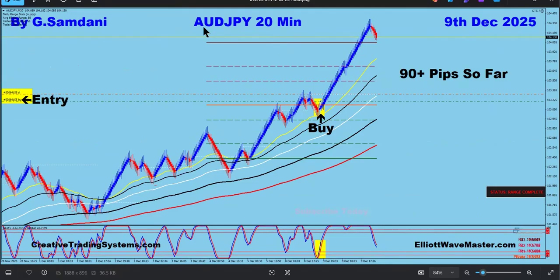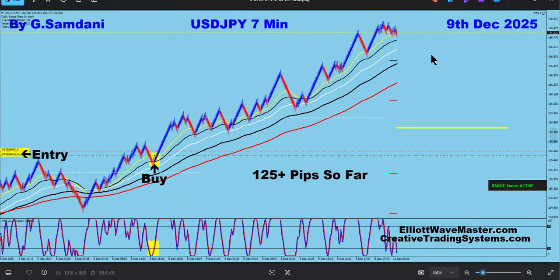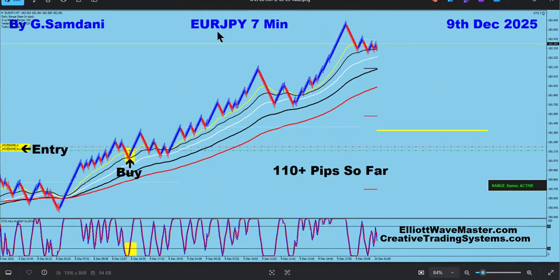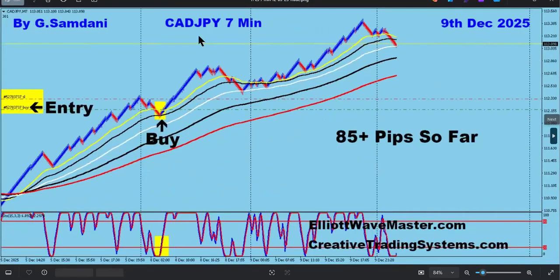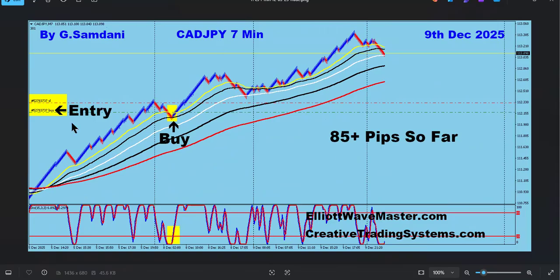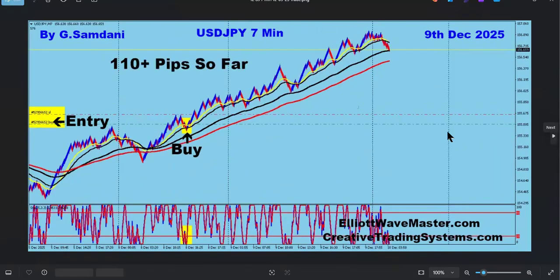So Euro Aussie and pound Aussie have Aussie on the right hand side, so they went down. This one has Aussie on the left hand side, so this went up. And yen was getting weaker as well. So 90 pip from here to here from the 20-minute chart. On the 9th, you can see USD yen from here, 125 pip. Euro yen from the 7-minute chart from here to here, 110 pip. On the 9th, CAD yen, 85 pip, same story, same setup.